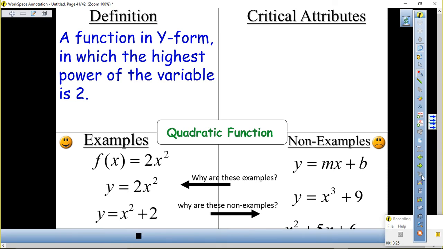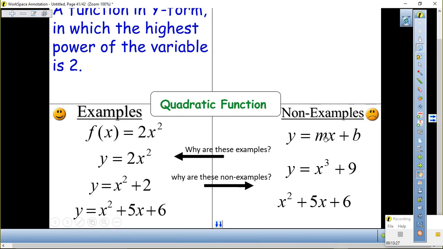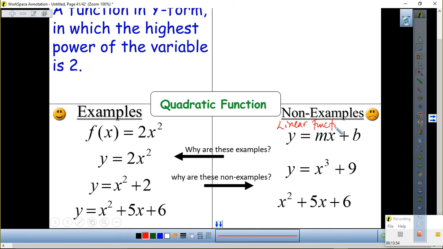All right, I'll take a volunteer for the first one. Why is this not a quadratic function? The highest degree is 1. That is correct. If the highest degree is 1, let's think back on a polynomial. What would be the name of that? Yes. Linear. That is correct. Linear function. You guys remember that when we started with linears? Well, what is another name for this? Roman Aguirre. What is it? Slope intercept form.